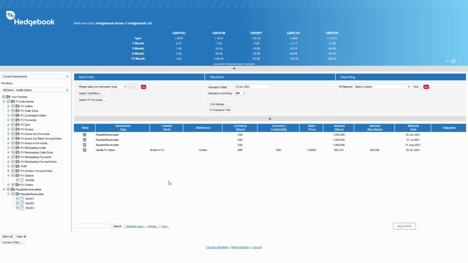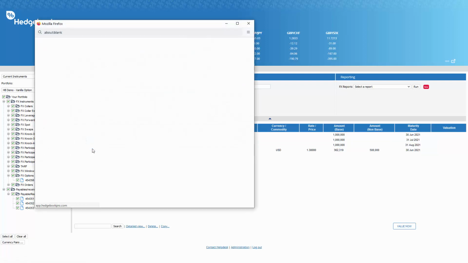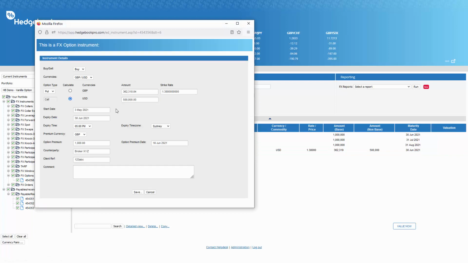Hi, this is a quick video to show how Hedgebook treats vanilla FX options with particular context to the exposure tool. For the purposes of setting up this demo, I've used a sterling US importer, so I've used $1 million US dollars a month in terms of payables, and I've entered a vanilla FX option. I've done the option for half of 1 month's exposure, at a strike of 138 with an expiry at the end of June.